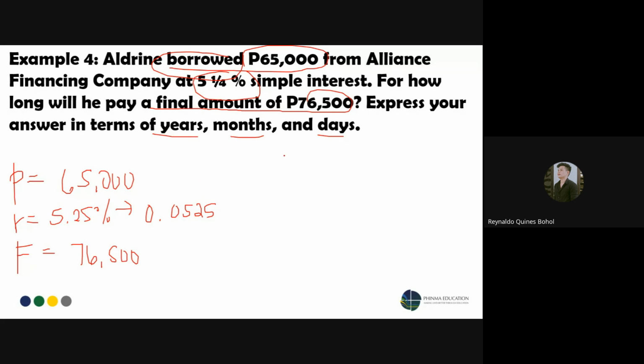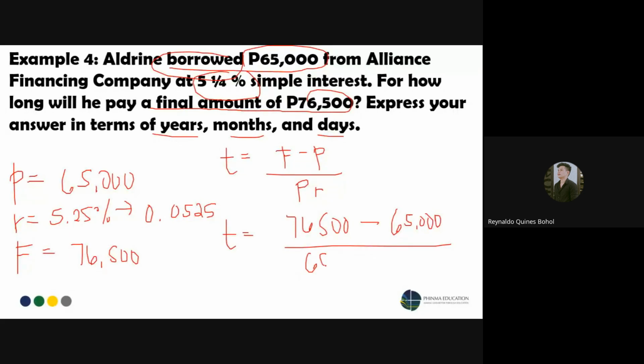Ano bang hinahanap natin, sir? So, time ang hinahanap. Time is F minus the P all over PR. So, that is the formula. So, F minus P, 76,500 minus 65,000, all over 65,000 multiplied to the rate, which is 0.0525. What is the time? Take note, our answer is in years, months, and days. So I'm gonna write 3.37 years dito. Hindi pa yan final answer kasi we're going to express this one into years, months, and days.